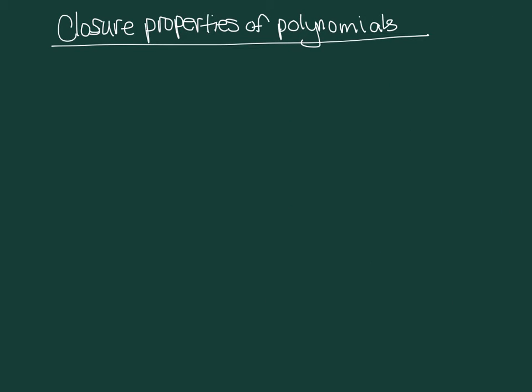Okay, so we're going to talk about closure properties of polynomials at this point. Closure properties of polynomials is basically the same as what we talked about in integers: if we add two polynomials together, will it still remain a polynomial? If we subtract, will it still remain a polynomial? If we multiply, will it still remain a polynomial? And if we divide, what happens?